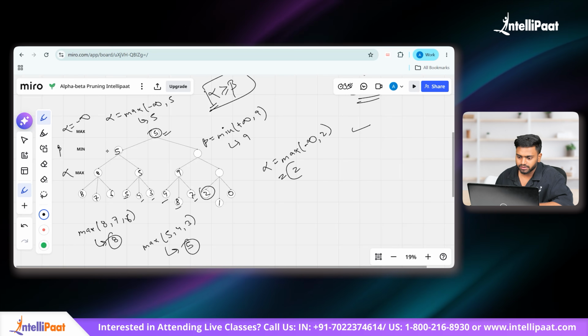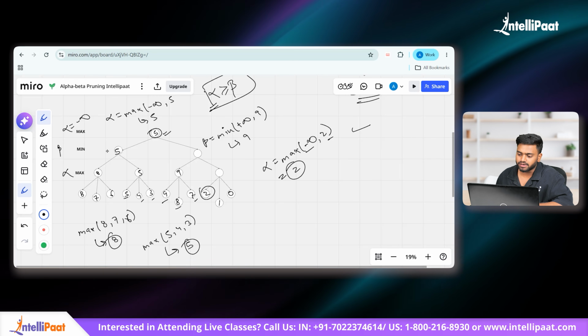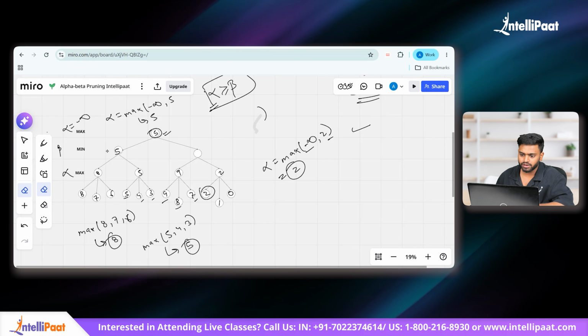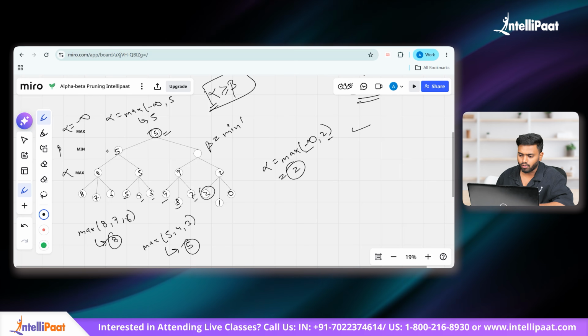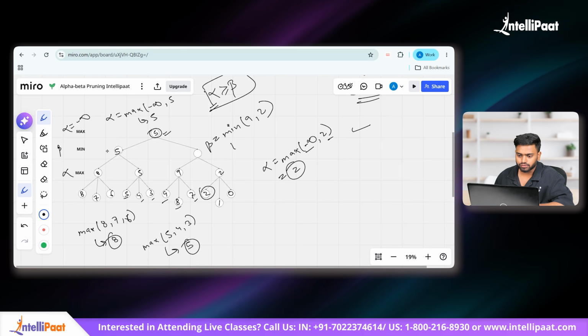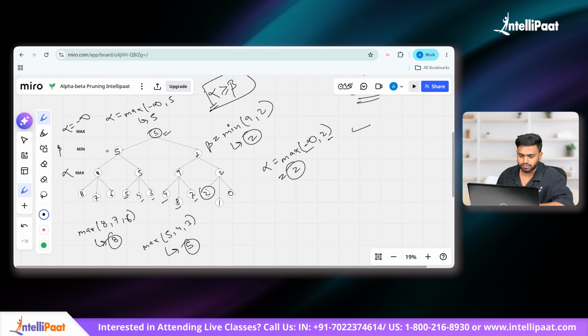So this gives us 2. So the max value between minus infinity and 2 is 2. So this value is returned to the minimum node. So the minimum node is updated to beta equals minimum of 9 and 2. So the minimum of 9 and 2 comes out to be 2. So we have beta equals 2 over here.